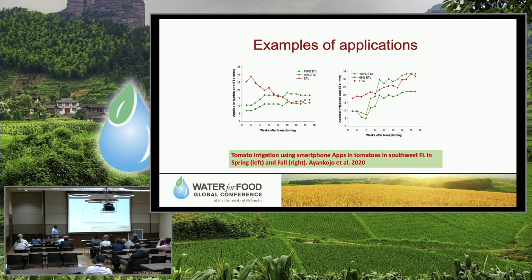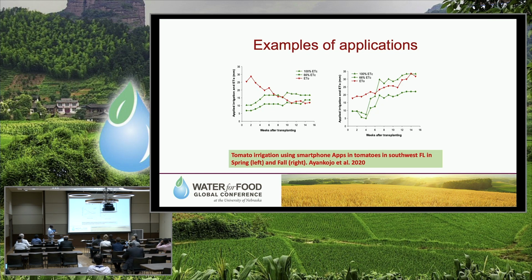One example I have for you right here is where we had this work done comparing two levels of irrigation. Full irrigation at 100% of crop evapotranspiration, and then deficit irrigation at 66% evapotranspiration on tomatoes, done in the spring months when it's a little bit cold, from January to somewhere in April. And then in fall, that is somewhere around August to December.